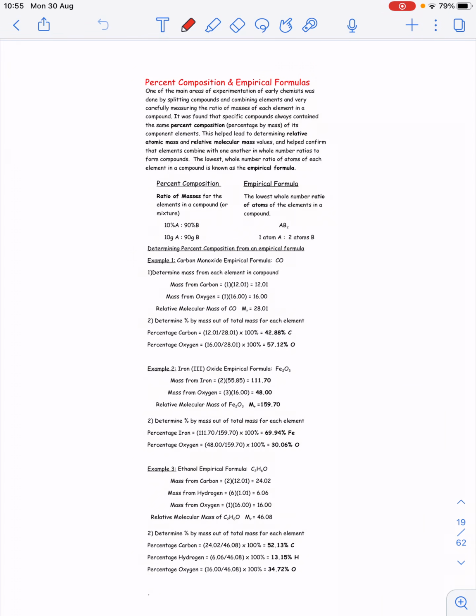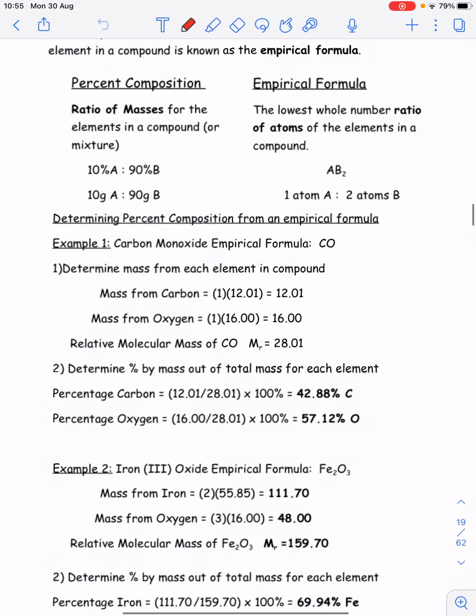Okay, percent composition and empirical formulas. So these are two very related concepts. They have to do with the composition of compounds and describing how different elements make up a compound. So percent composition is really a ratio of masses. It tells you what percent, in terms of the mass, of a compound is made of different elements.